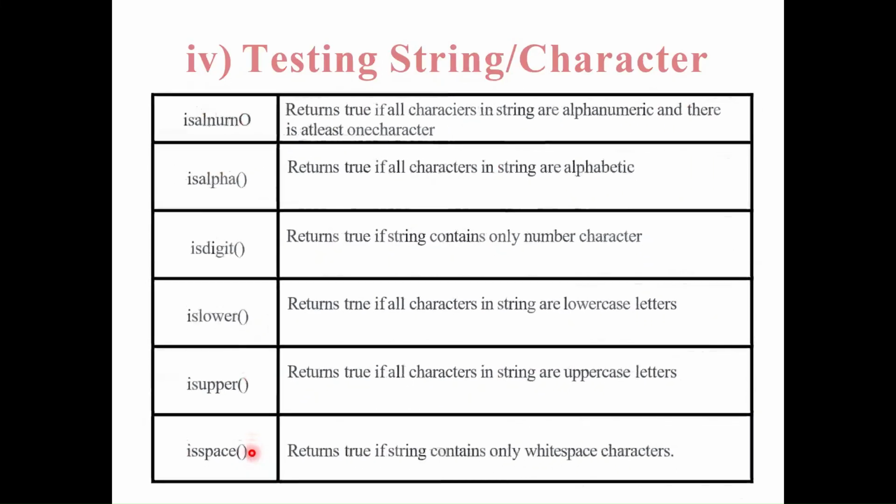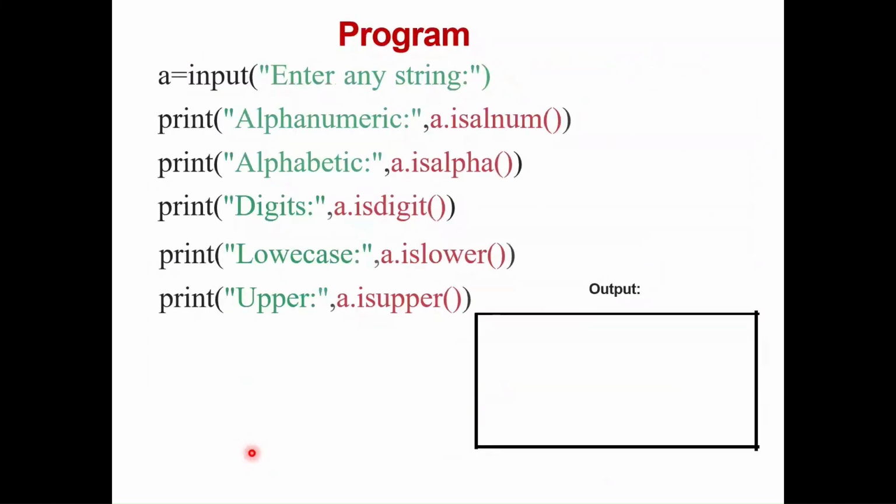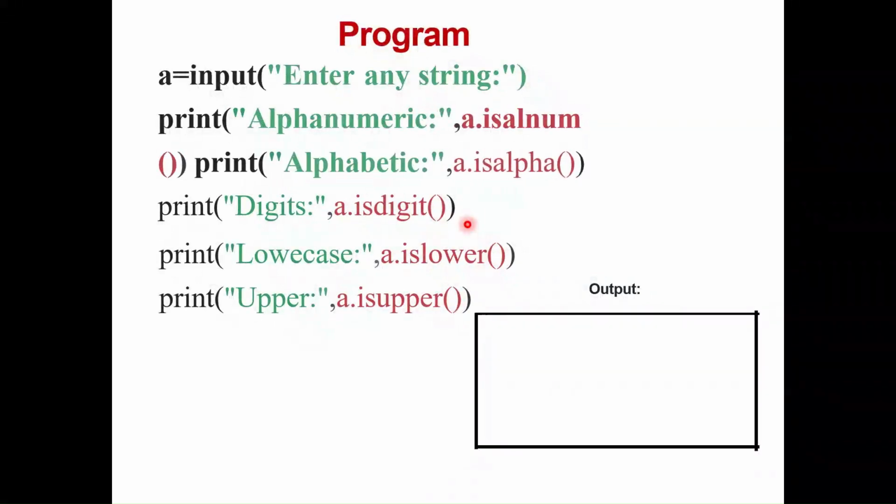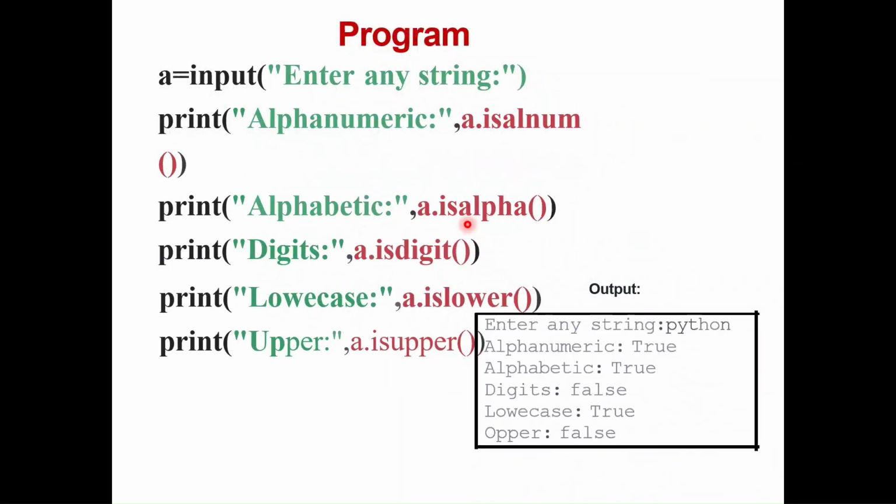And this can be clearly given in the following example. First, the input function gets the input from the screen. Now I'm giving the string as Python. So this is the string that I give. The isalnum function checks whether the given string consists of alphabets or numbers. Since it has alphabets, it returns the result as true.